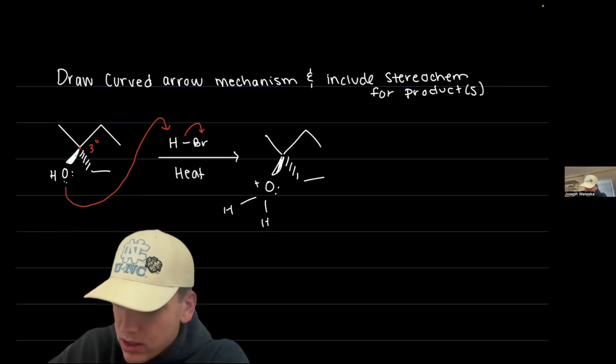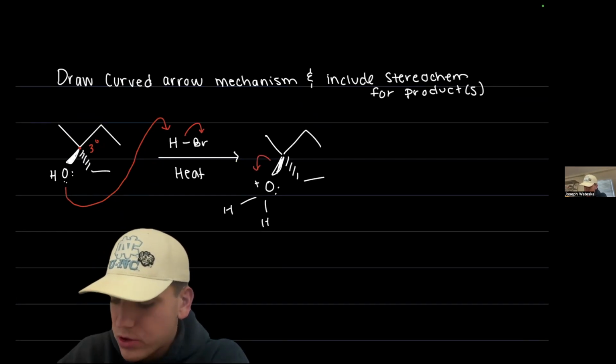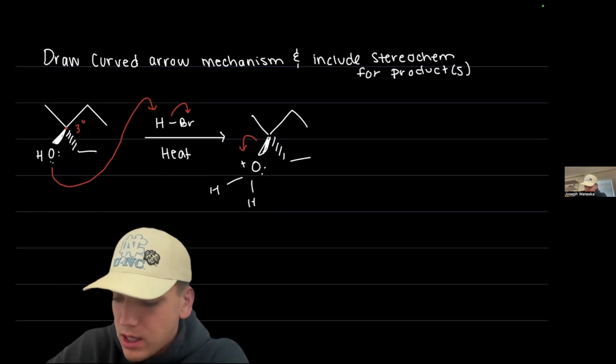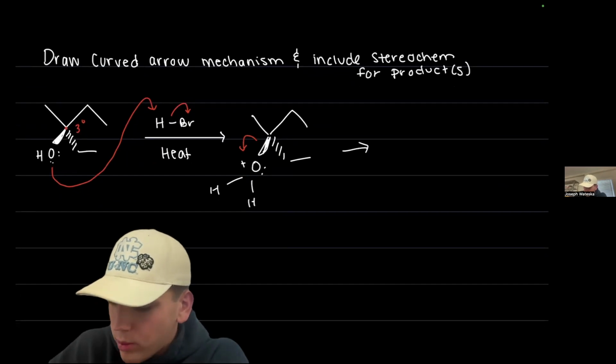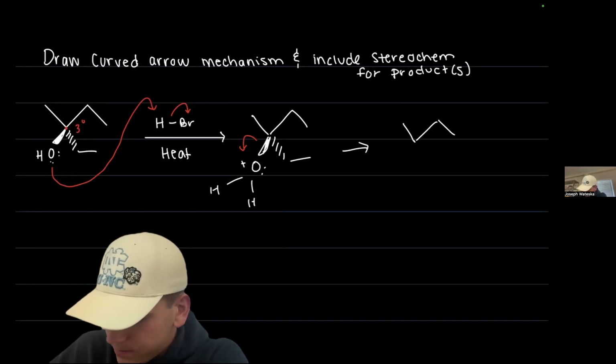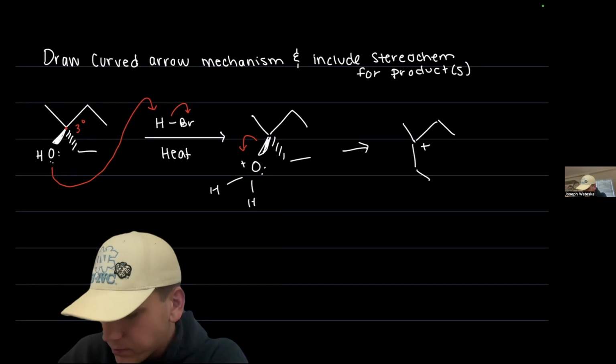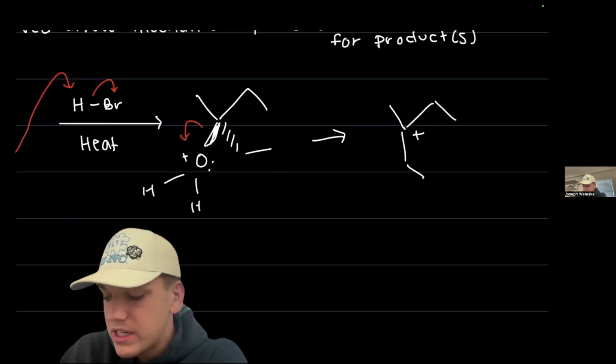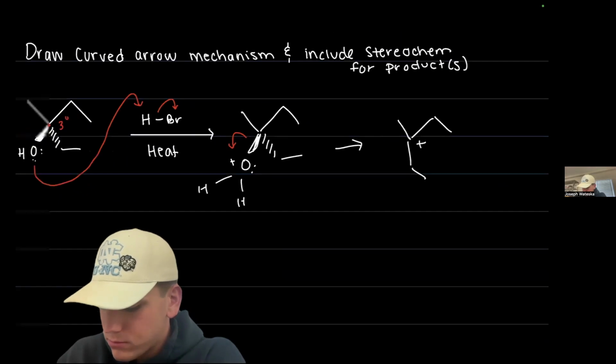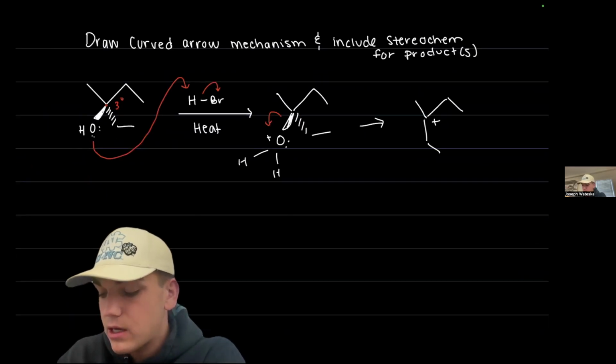So then draw an arrow from here to here, showing the electrons moving to the oxygen, and we will form the carbocation product. And then here we don't include the dashes because there is no stereochemistry there. We have eliminated it by getting rid of the oxygen.